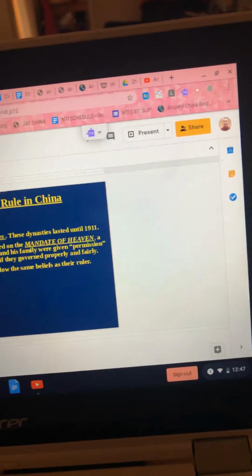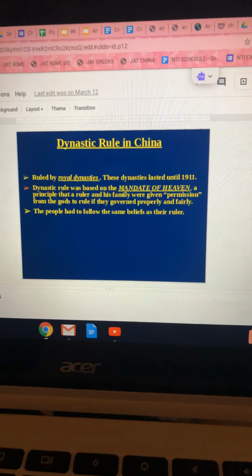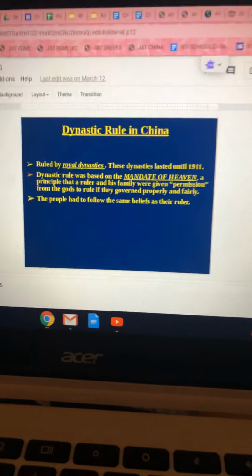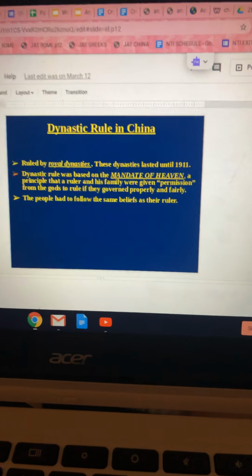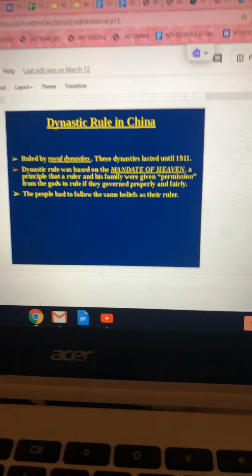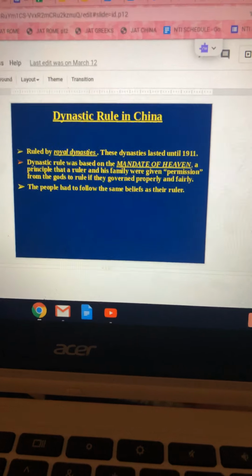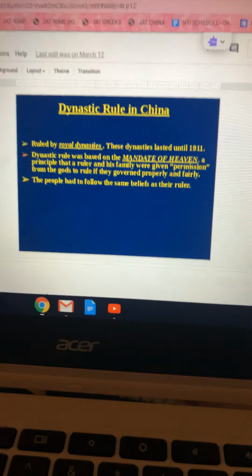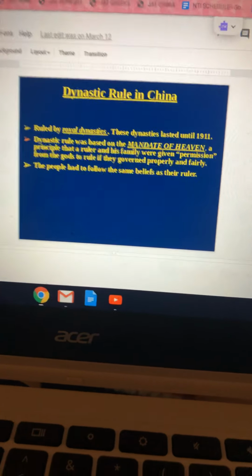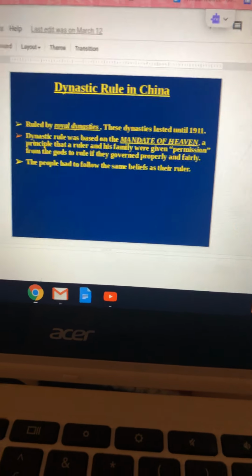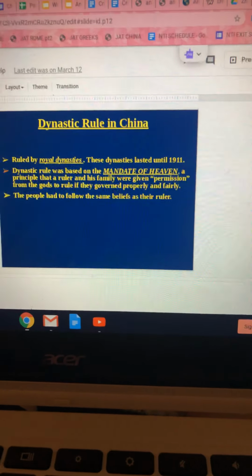Okay. And the dynastic rule in China is where they believe that their gods give them permission, called the mandate of heaven, to come in and rule over the people in China as long as they're doing it fairly. And if they believe that they're doing it fairly and governing properly, they have the right to go in and rule over China. And you're going to see four different families, or four different dynasties, that come in and have this mandate of heaven and are able to rule. All right. And that's what we're going to look at.